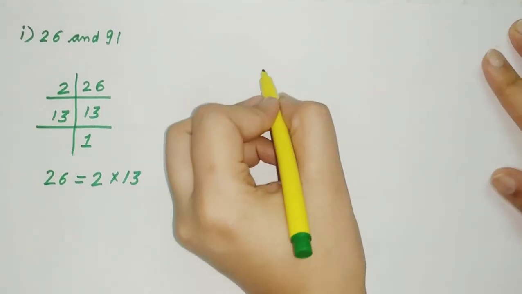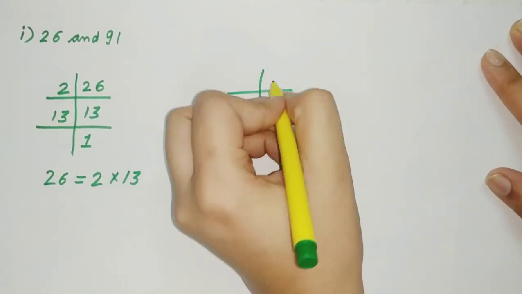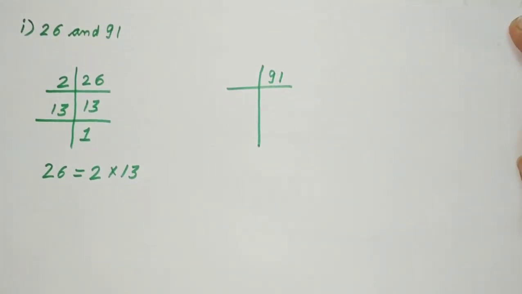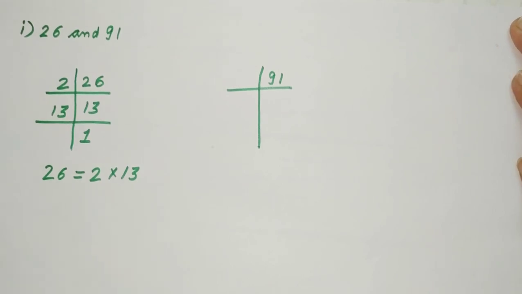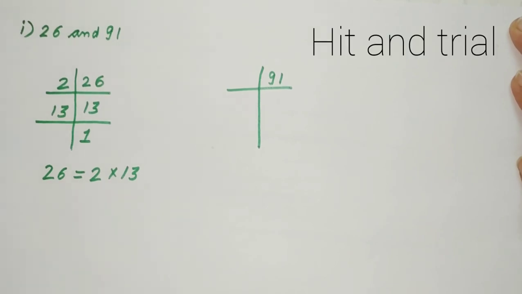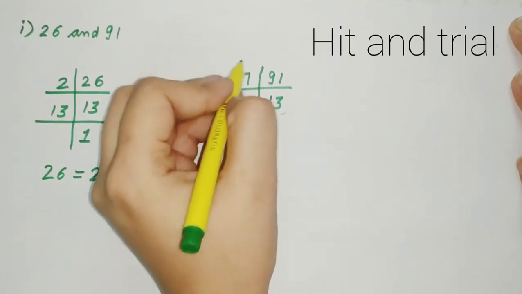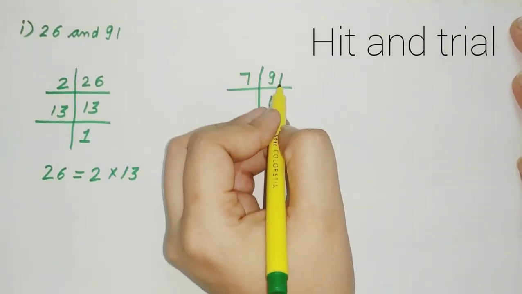Now similarly we'll find out the prime factors of 91. Now 91 is neither divisible by 2, 3 nor 5. So we'll do the hit and trial method and find out that 91 is divisible by 7. So 13 times 7 is equal to 91.